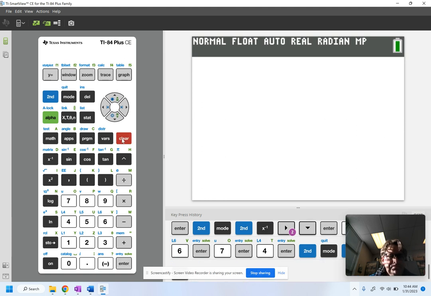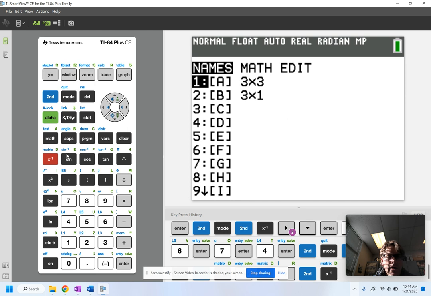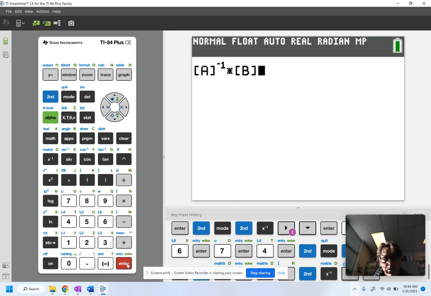Just hit clear. We go back, bring up the matrix again. We want the inverse. So we go to this button right here, x to the minus 1. We hit that button, and it brings up the inverse of A. And we hit times. And then we want to bring up B, so we go second function, matrix, scroll down 1 to B, that's highlighted, then we hit enter, and it brings up B. Now all we do is hit enter. Negative 2, 1, and negative 4.